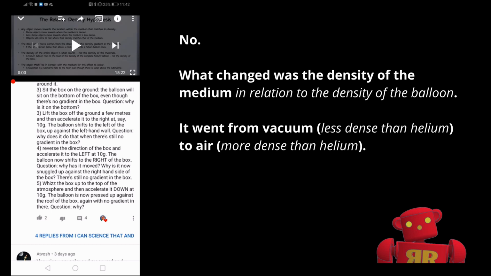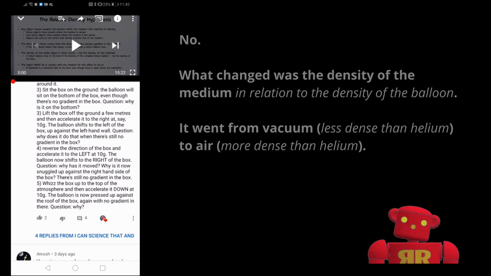So therefore, the only thing that changed is the medium, and yet the direction changed. If you then fill that vacuum with air, the helium balloon, as we've seen with the car, will go in the direction of acceleration. So therefore, that's two different results, with acceleration being exactly the same, and the only thing changing is the medium.